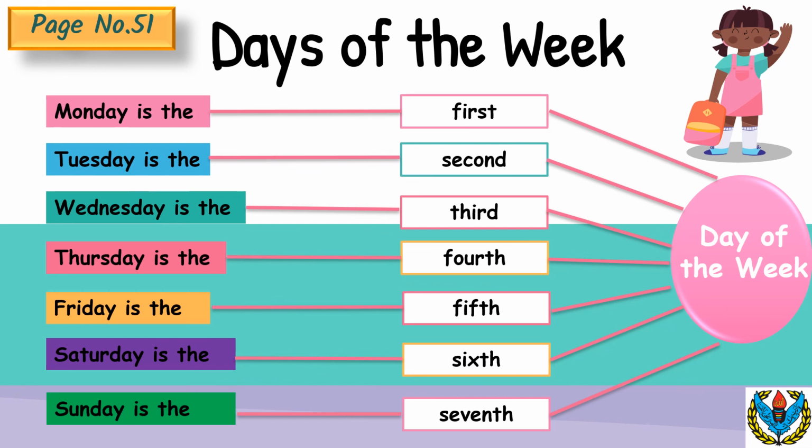Write down these positions on your book. All of these positions tell us what? Days of the week. So Monday is the first day of the week. Tuesday is the second day of the week. Wednesday is the third day of the week. Got the idea?